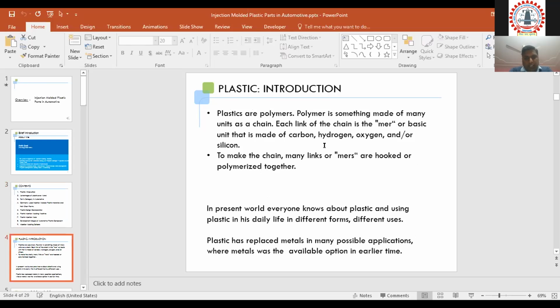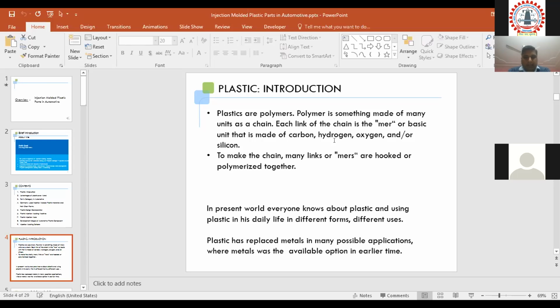So let us start with the introduction. The plastics are basically polymers. We can consider this as a chain of small units. When they are hooked together, they become a chain of polymer, which is also called plastics. At present, everybody is using plastic in different areas, directly or indirectly.